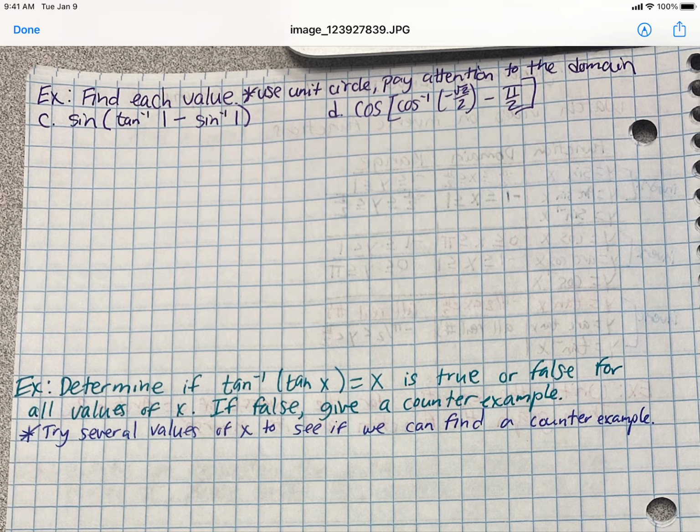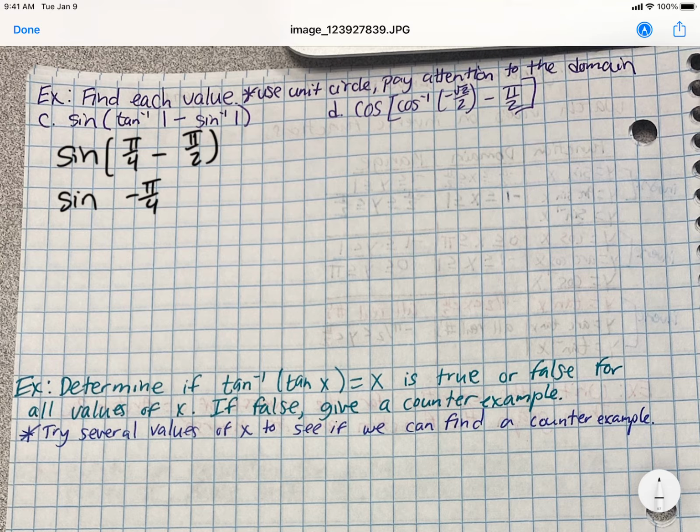Remember, for tangent, we're looking from negative pi over 2 to pi over 2. So the only possible one where it could be is at pi over 4. Okay. So then look for where the inverse sine is equal to 1. You'll see it's at pi over 2. So pi over 4 minus pi over 2 is going to be negative pi over 4.